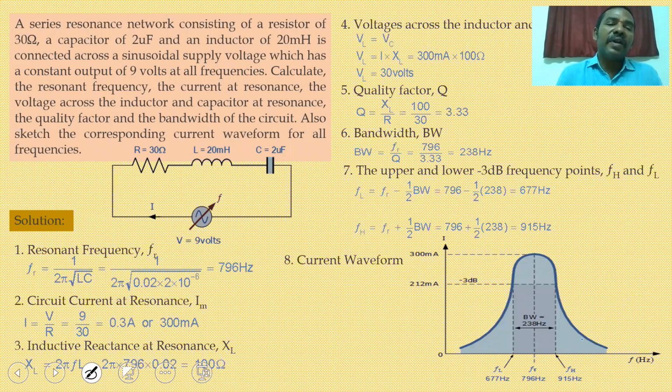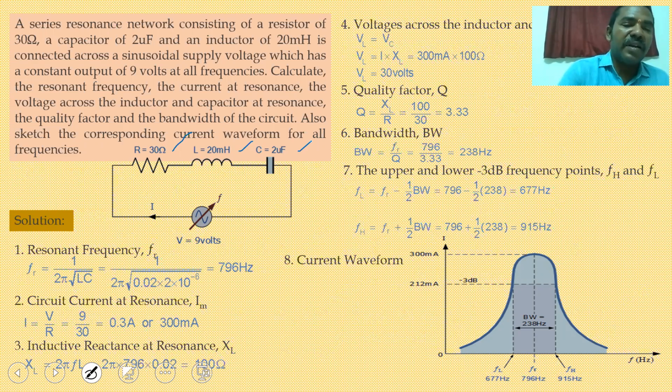So now coming to the RLC series circuit. So here the resistance value is 30 ohms, the inductance value is 20 millihenry, the capacitance value is 2 microfarads. They are given. The supply voltage is a sinusoidal voltage which has a constant output of 9 volts with all frequencies. You have to go for the calculation of resonating frequency, current at resonance, voltage drop across inductor and capacitor, quality factor, bandwidth of the circuit, and you have to sketch the current waveform. So this is the question.